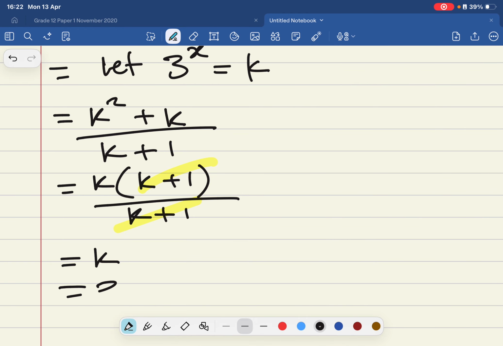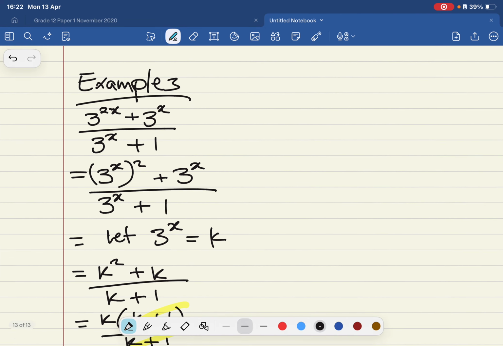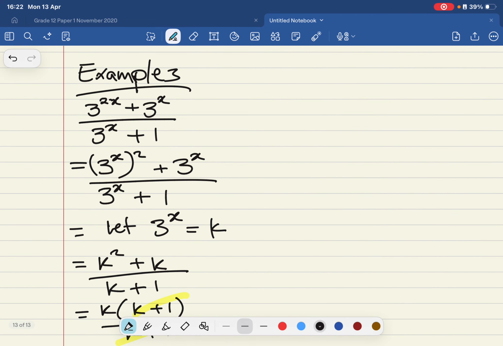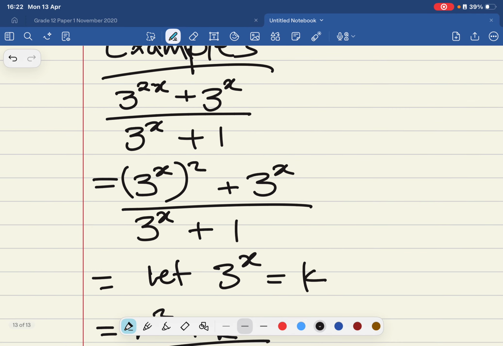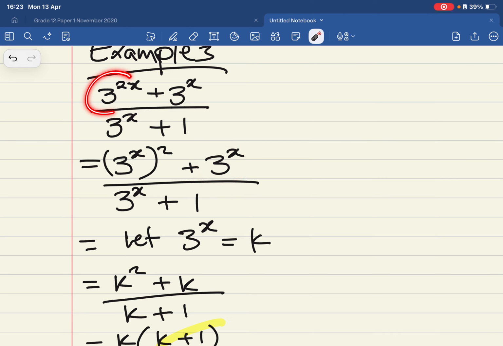And then we know that k equals 3 to the power of x, and this one becomes your final answer. So here's the tip: whenever you have more than one term, you look for a common factor, or you can try to change something so that it is the same. As you can see, now we have 3 to the power of x, 3 to the power of x. So you can try to make this one 3 to the power of x, and then you can either use a k method where you substitute, or you can just take out the common factor.